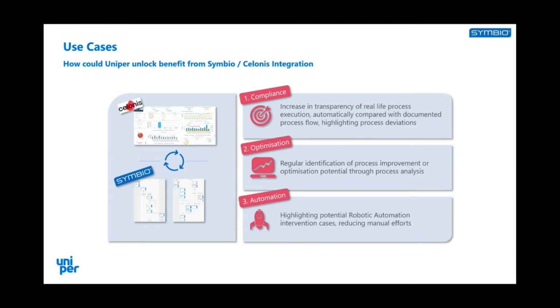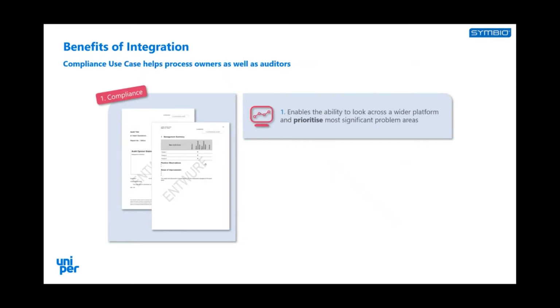Today we are doing this very manually, but this information is partly available in Symbio, partly in Celonis. And if we can bring it all together, it can highlight for us where is the real potential. And if I look at the compliance case a bit more in detail in the next slide, then I just wanted to highlight that generally, this case is not just for audit. This is a case which is useful for process owners as well.